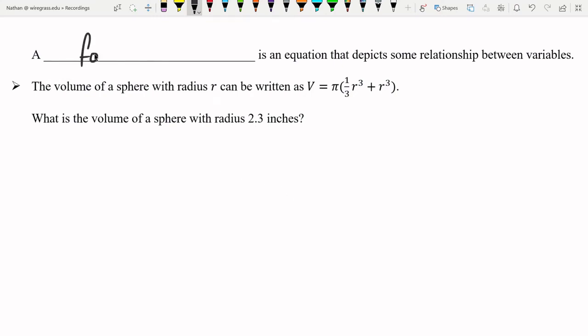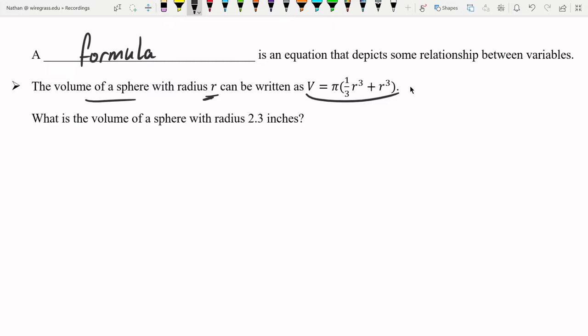A formula is an equation that depicts a relationship between, it can be between a lot of things, between variables specifically, but it just depicts some kind of real relationship that happens in the physical world. For instance, the volume of a sphere with radius r can be written using this. We only need to know the radius of the sphere to know what the volume is.